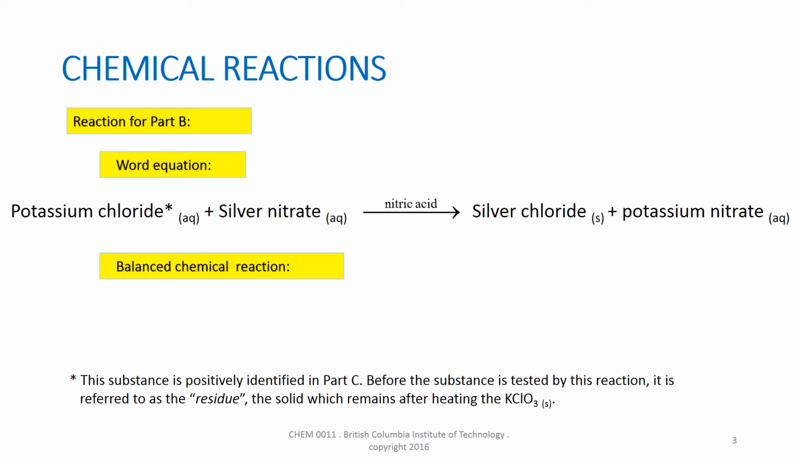Note that there is an asterisk next to the potassium chloride in this word equation. The asterisk indicates that the residue in Part C will be substituted for the potassium chloride as a test. This is to see if the residue will behave similarly as the potassium chloride in this reaction.